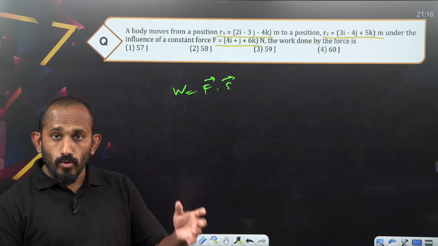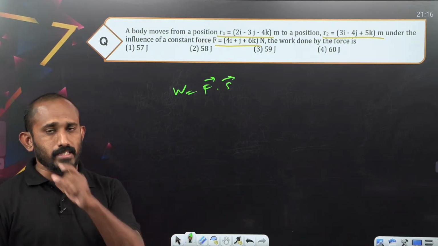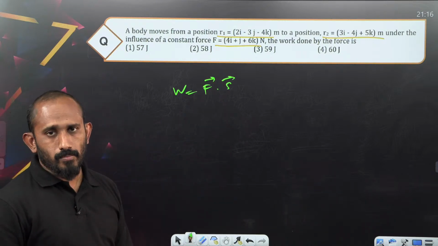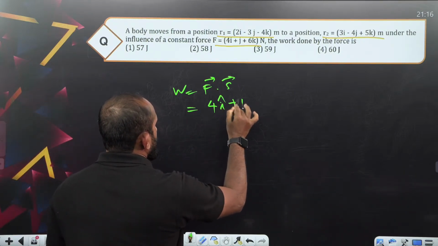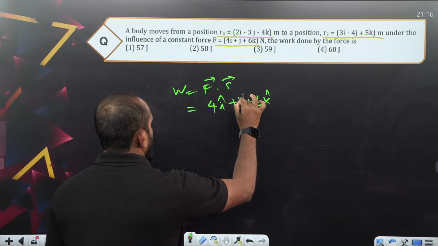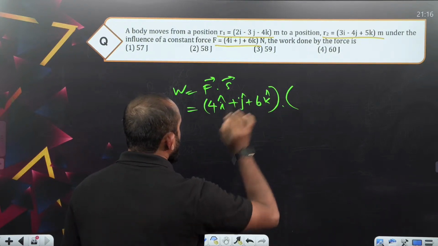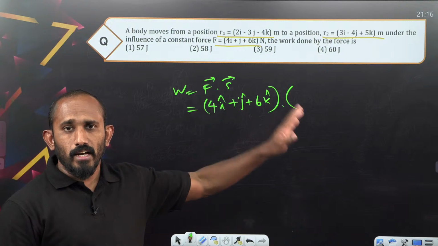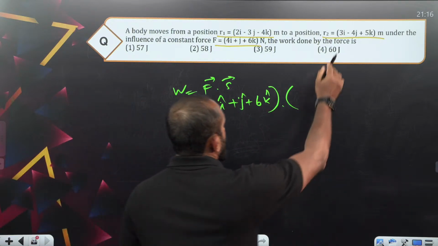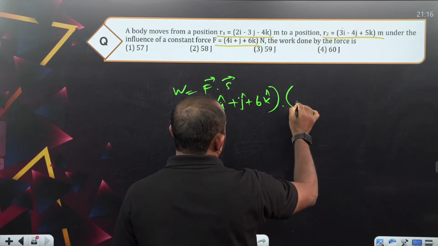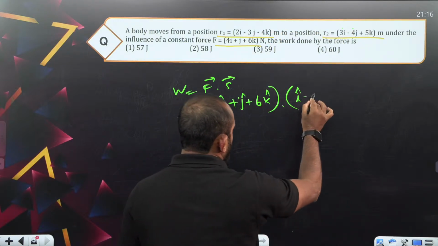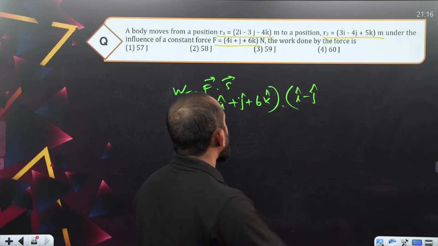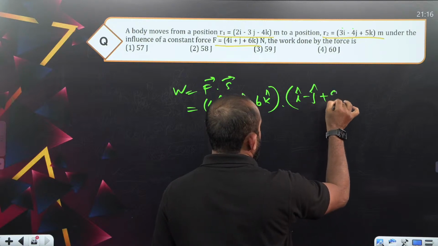The same type of question you might have practiced in the vector topic also. So F dot S, the scalar product you have to do. F is 4i plus j plus 6k, dot with the displacement you have to find out. Displacement is final position minus initial position. So 3i minus 2i, that is i, minus 4j minus minus 3j, that is minus j, 5k minus minus 4k, that is 9k.